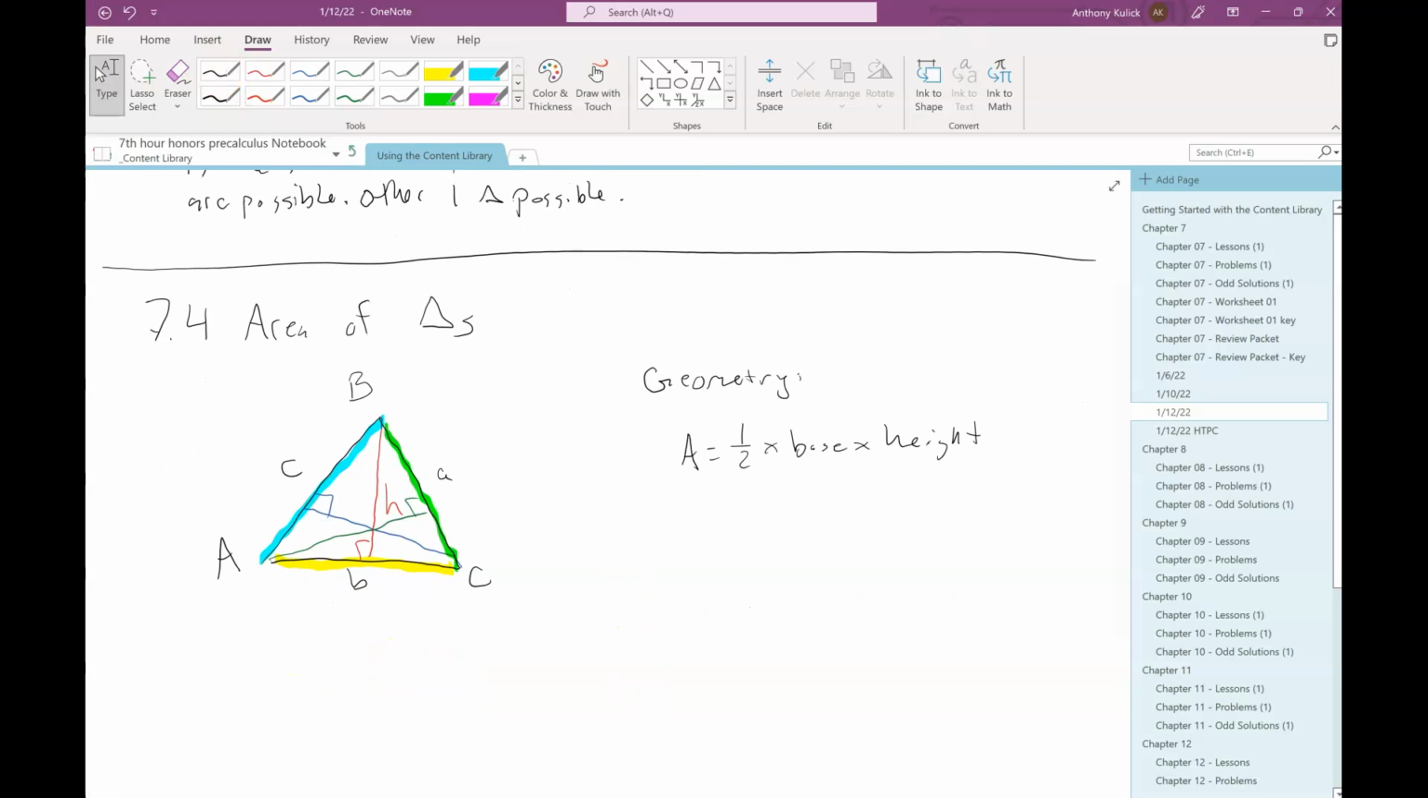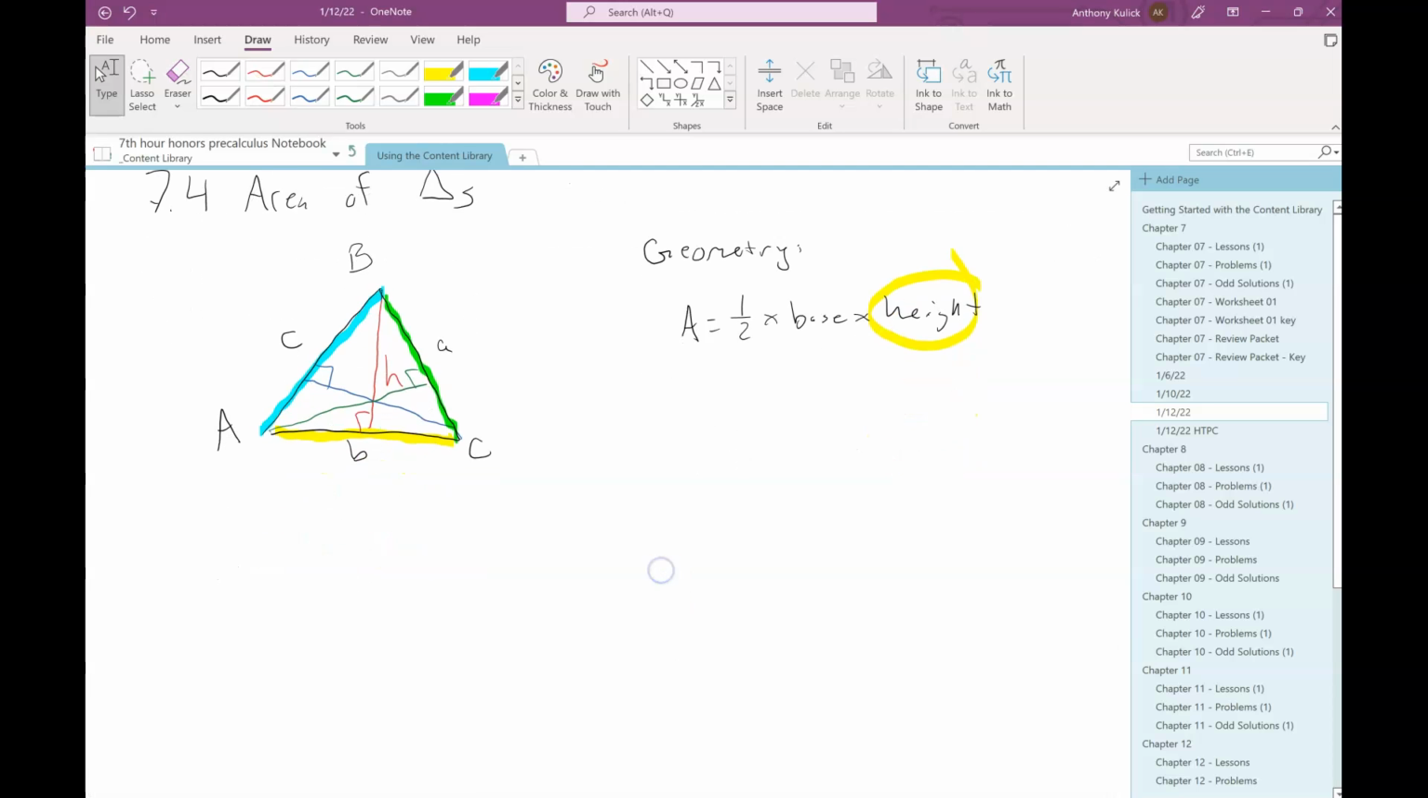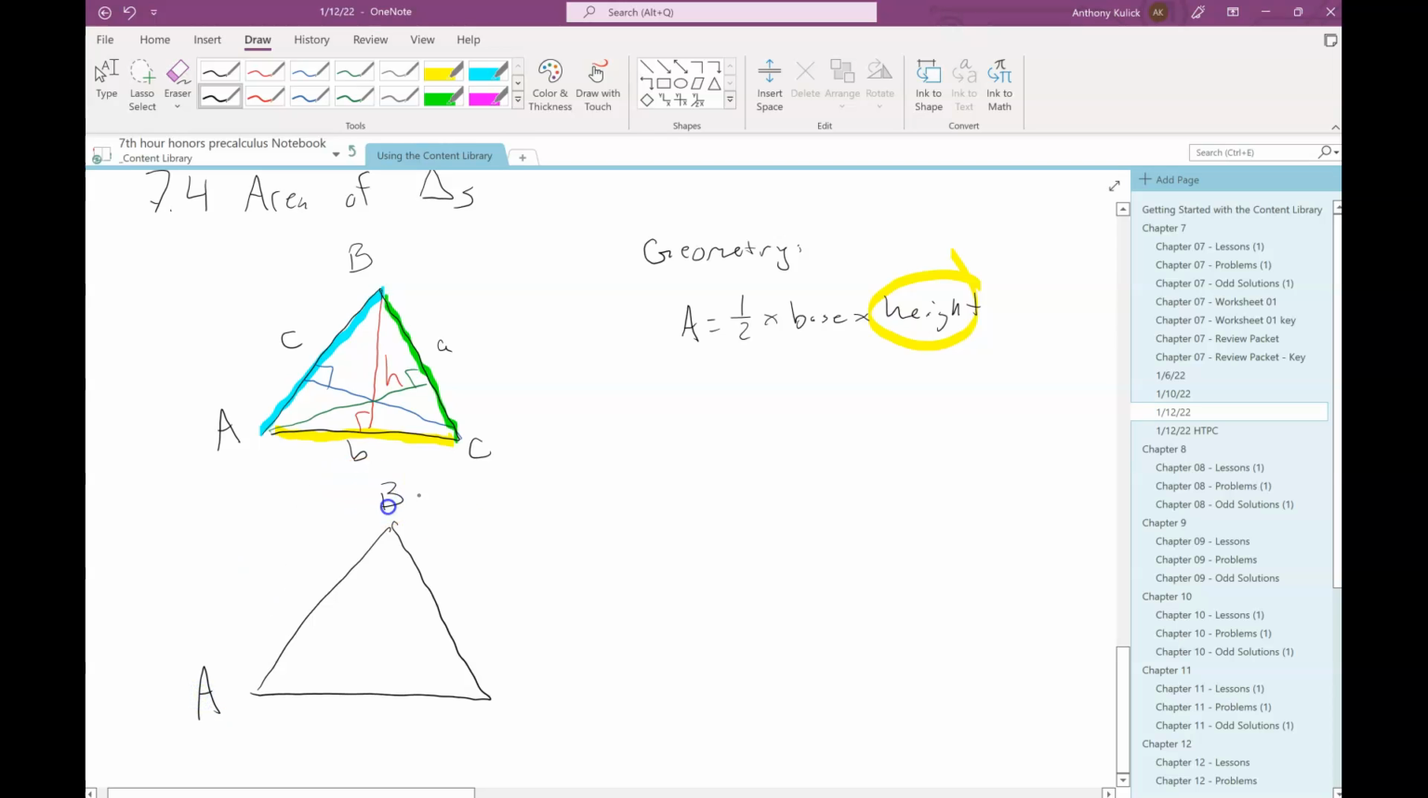So what we're going to try to do here is come up with a new version of this old area formula that doesn't use height, that just uses side lengths and angle measures that we would have if we had feasibly solved the triangle. I didn't mean right triangle, just solve the triangle.